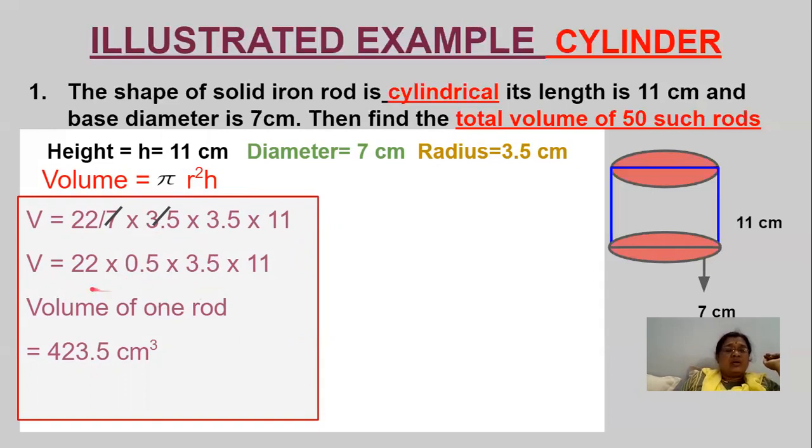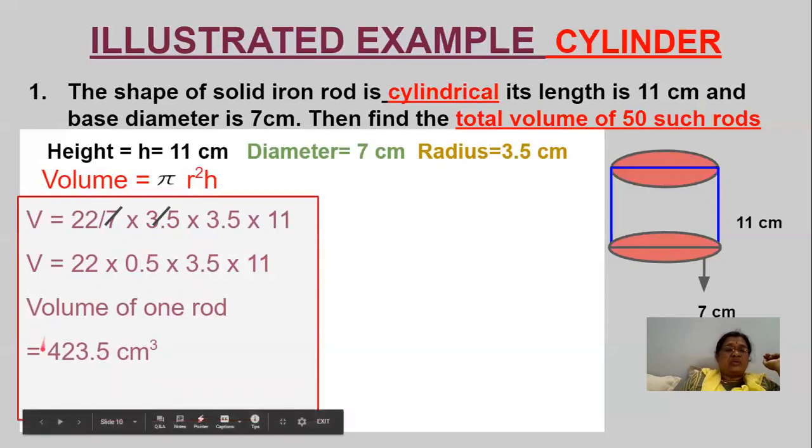And here 22 into 0.5. In a hurry, you might just write 5 here. See, you should be very careful. The point is there after 1 digit. Don't forget to put the point. So 22 into 0.5 into 0.5 into 11. When you multiply all this, you will get the volume of a single rod. So the volume of one rod is given. See how I have written the units, centimeter cube.